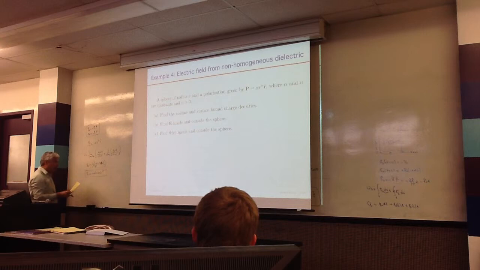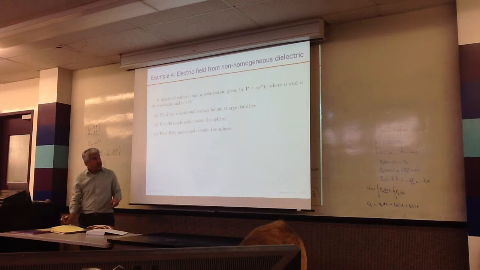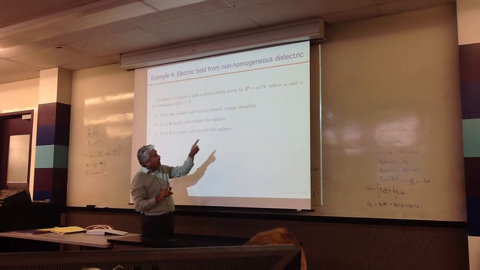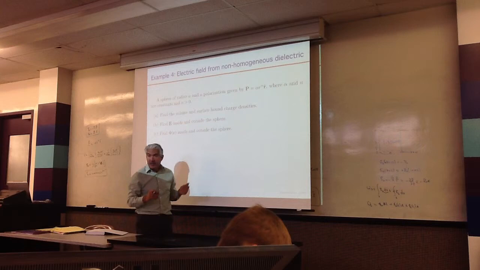Sigma bound is simple to do because this is at radius A. So you have to do P dot N. N is in the radial direction, and you have to calculate P at the radius A. So this will be alpha A to the n. That's all it is because it's P dot R hat, the upward normal to the surface. So I'm not going to do this.